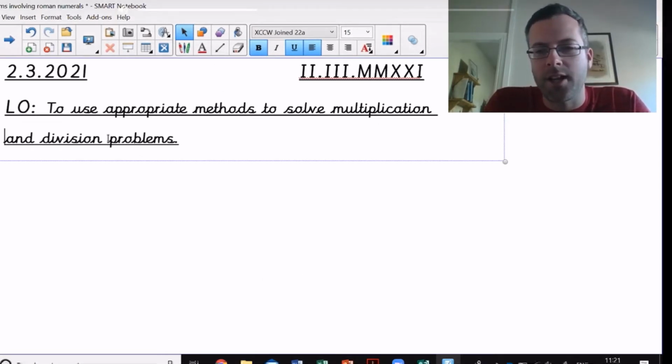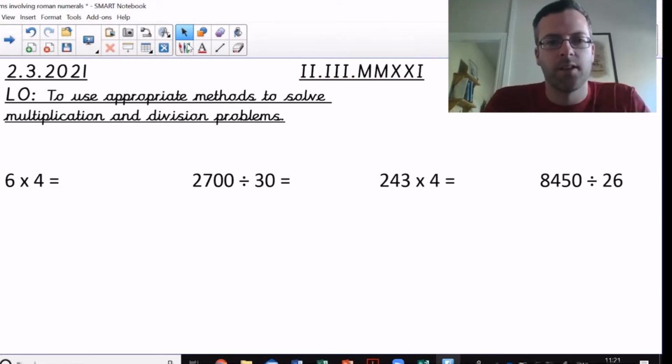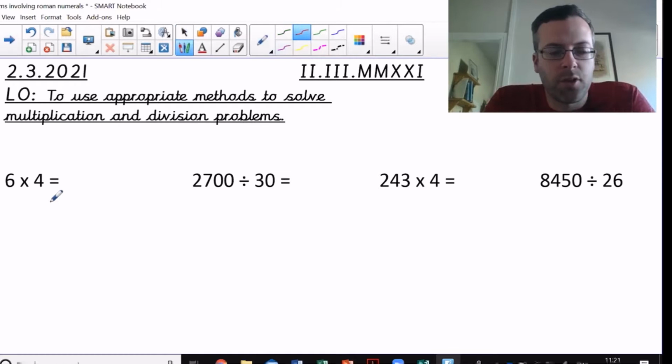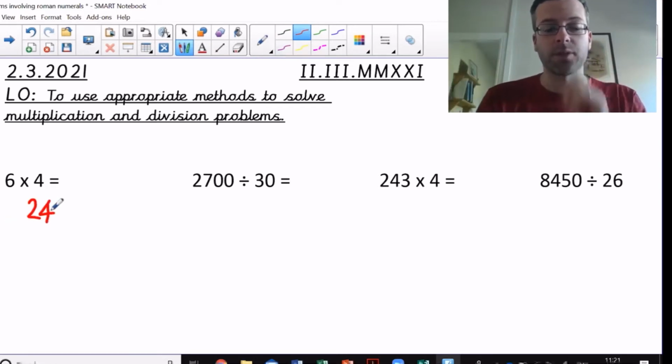We're going to use multiplication and division problems. So, some of the questions might look like this, 6 times 4. Well, a lot of us will just know our number facts and know that that is 24, okay? Some of us might need to go 6, 12, 18, 24, and if that's you, then that's okay. But some of us know that.